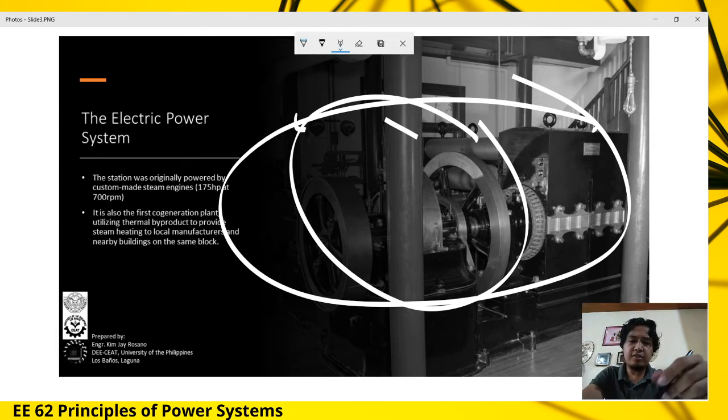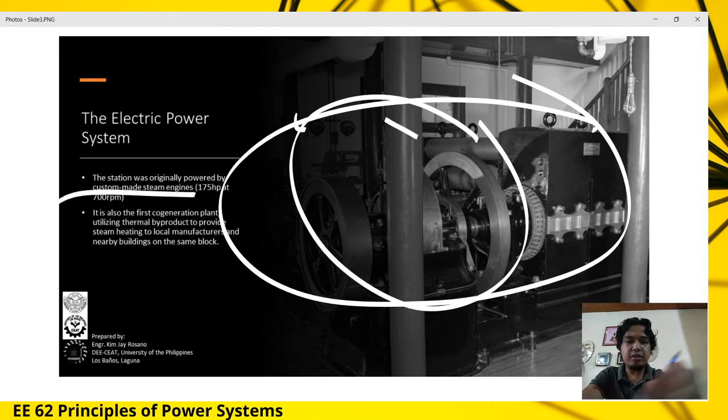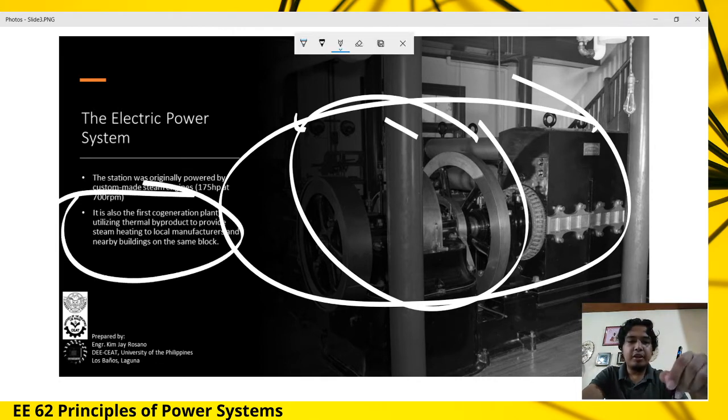And yeah, this is the first cogeneration kasi ginamit siya for steam heating ng local manufacturers. Yeah. So yun. So it's a cogeneration plant din.